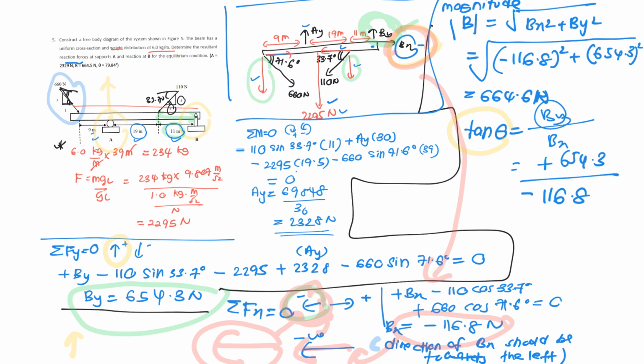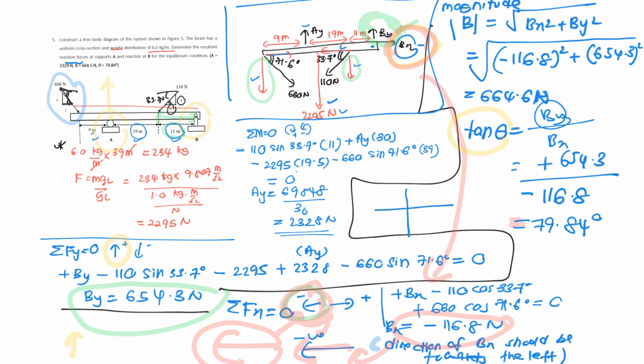So 654.3 divided by 116.8. You don't have to put negative in your answer. 654.3 divided by 116.8, you are going to get theta is 79.84 degree. Okay, it's not done yet. The last one is going to be the diagram.